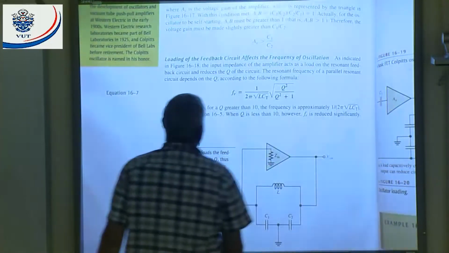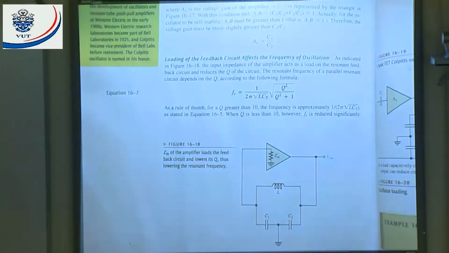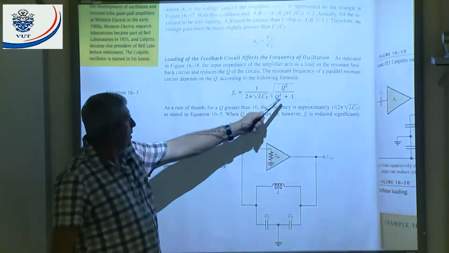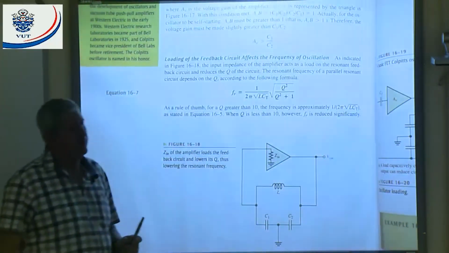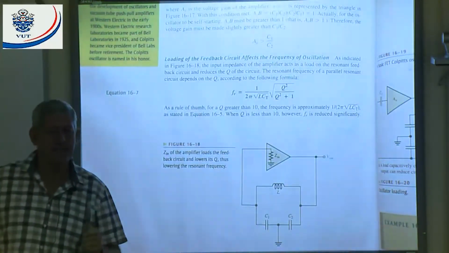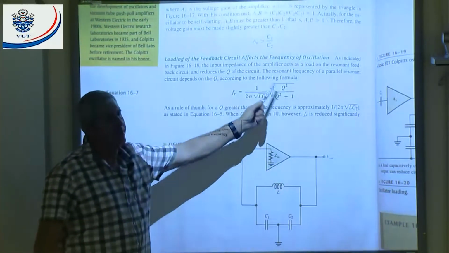They say there, as indicated in figure 16.18, the input impedance of the amplifier acts as a load to the resonant feedback circuit and reduces the Q of the circuit. The resonant frequency of the parallel circuit depends on the Q according to the following formula. Now, if I got a Q factor smaller than 10, then I must use this formula.